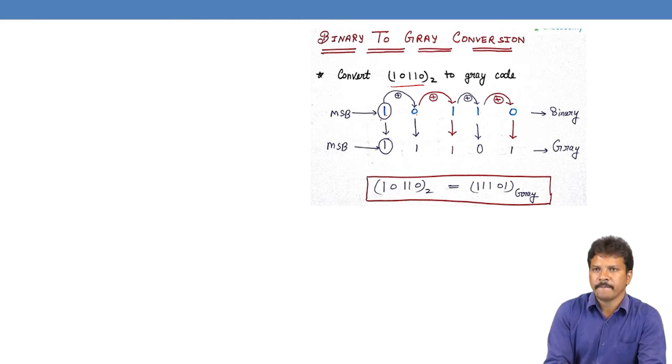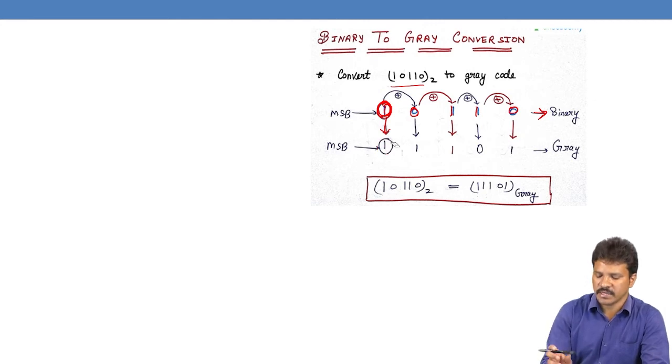So here what happened? The MSB bit of the binary number, this binary sequence 1 0 1 1 0. To convert from binary to gray, take the MSB bit as it is, and this number as it is.